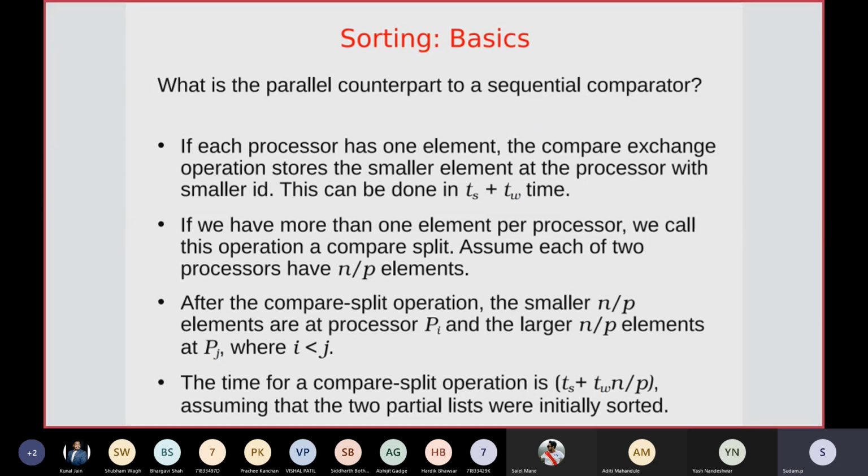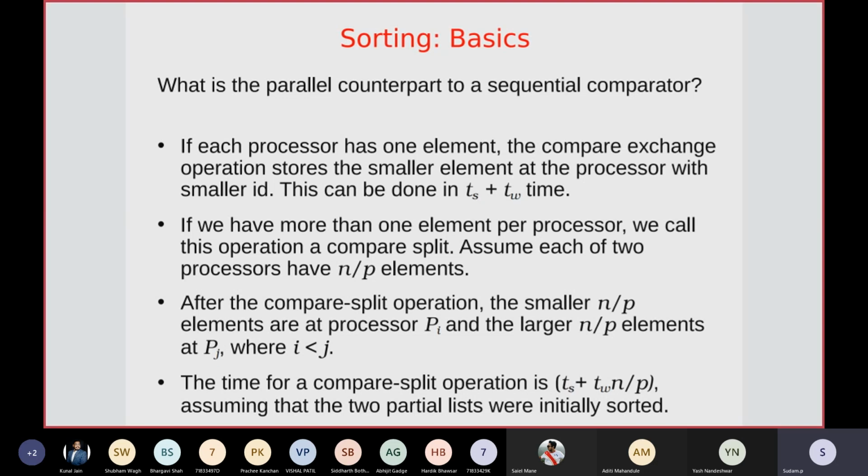So what is the parallel counterpart to a sequential comparator? For compare and exchange you are using one hardware, the comparator. You might have studied that kind of logic in DELD. If each processor has one element, the compare exchange operation stores the smaller element at the processor with the smaller ID, and the larger element at the processor with the larger ID. This can be done in Ts plus Tw time. So the total time required is Ts plus Tw, where Ts is the startup time and Tw is the per-word transfer time. We saw this example in the last slide.